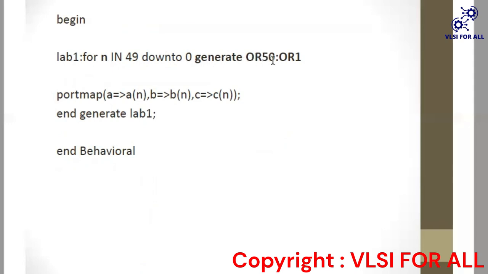OR50 is the name of our generate statement module, and OR1 is the component name. So we will do port mapping, like A is mapped to A(n), and B is mapped to B(n), C is mapped to C(n). And after that, we will end the generate label, and we will end the behavior. So by running this code, you will see that the OR gate will be used repeatedly. So in such cases, we use the generate statement. We will see in the next video how to use the generate statement by using the if condition.